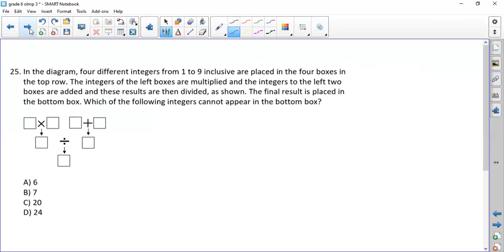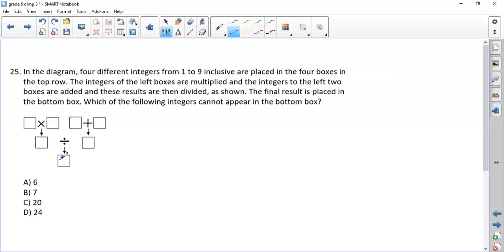In the diagram, 4 different integers from 1 to 9 inclusive, it means 1 and 9 are included, are placed in the 4 boxes in the top row. It means in these 4 boxes, I have to put the integers from 1 to 9. The integers of the left boxes are multiplied, these two are multiplied and give this number, and the other two are added. The result is divided. The final result is placed in the bottom box. Which of the following integers cannot appear in the bottom box?